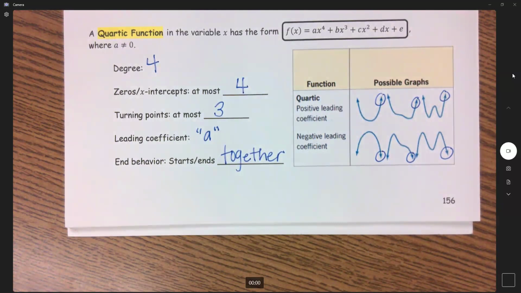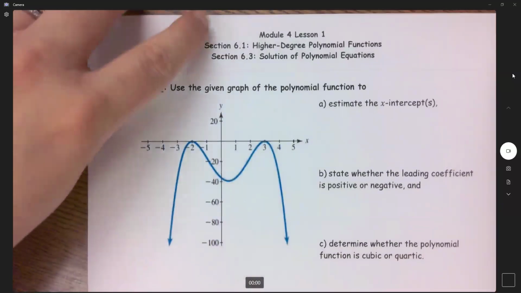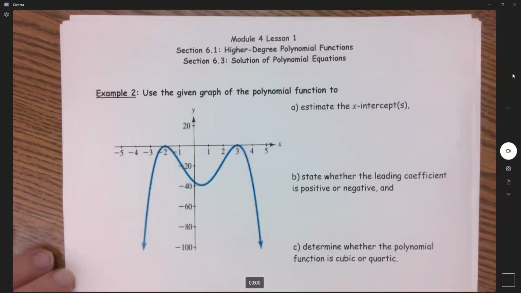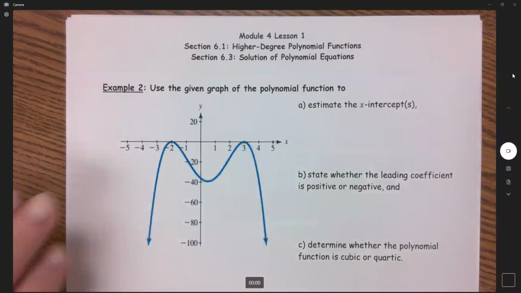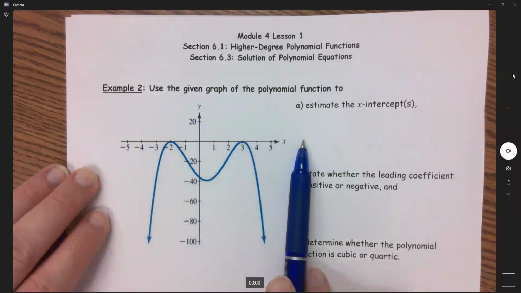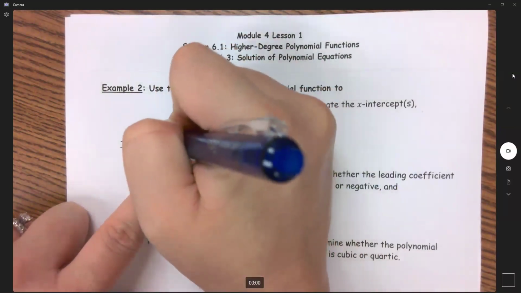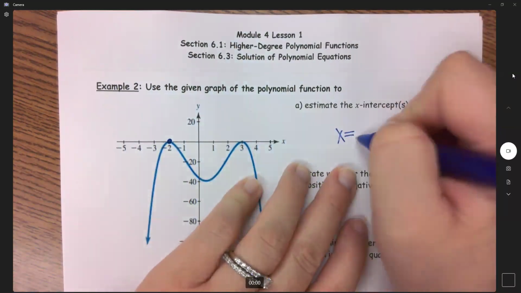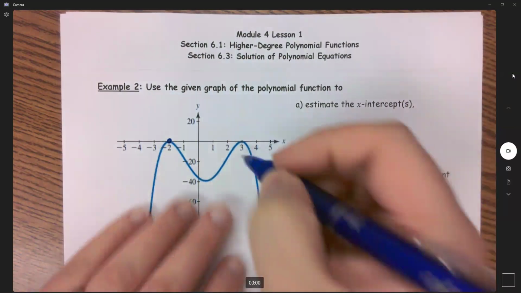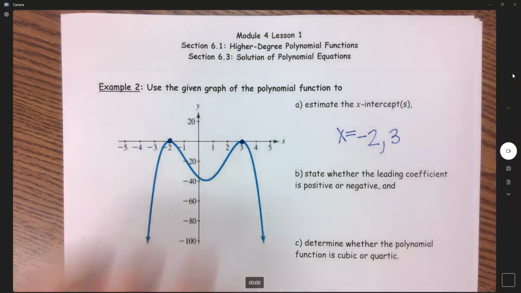Okay, so let's apply this here. Turning to the next page, we have example 2. Example 2 says, use the given graph of a polynomial function to estimate the x-intercepts. So where is this crossing my x-axis? We have one x-intercept right here at x equals -2. And we have another one right here at x equals 3.